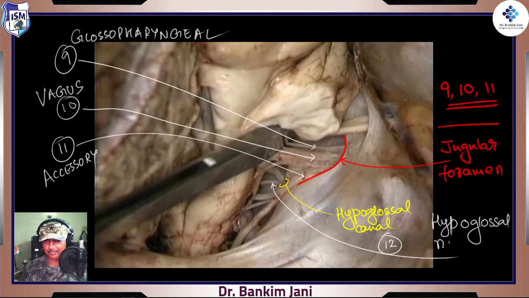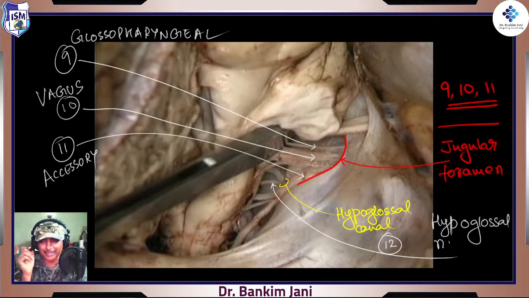This thing will come day after tomorrow, but every nerve would be discussed like this, from the starting point as it emerges, then where it goes, and we'll trace it all the way, right? So this is clear that when we take the brainstem on one side, we see that yes, 9, 10, 11, never forget that they are going out by a common foramen, the jugular foramen. For 12th, there is the hypoglossal canal.